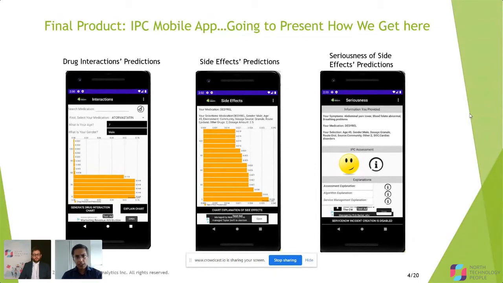Side effects of the medications, which is the second visual of the app. And again, if you're taking a medication or you're planning to take a medication, this would tell you, based on the historical data that we've looked at from other people that have taken similar medication, what side effects you're likely to encounter, right? We're going to tell you what model we use for that, and you're probably going to guess it's a classification model. And then number 3 is the seriousness of those side effects. So if you do have those side effects, are they likely to be serious or not?